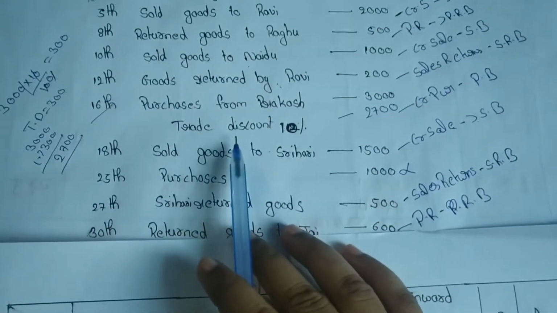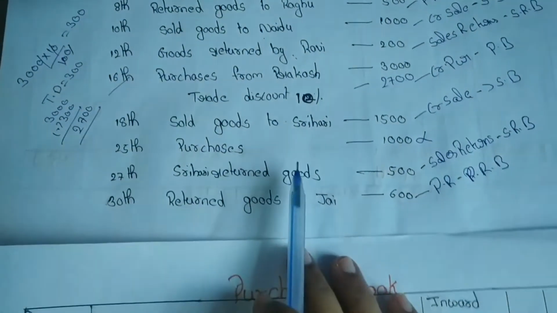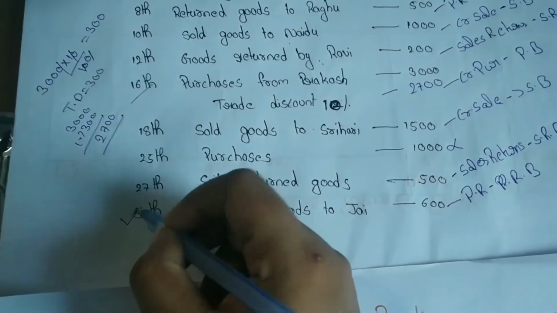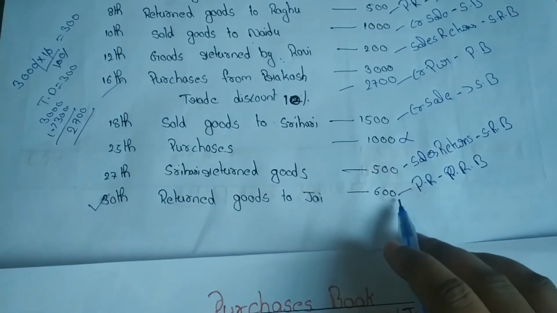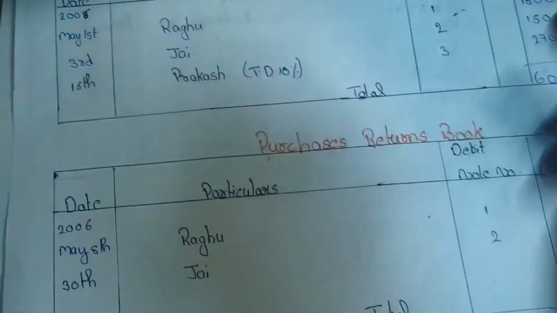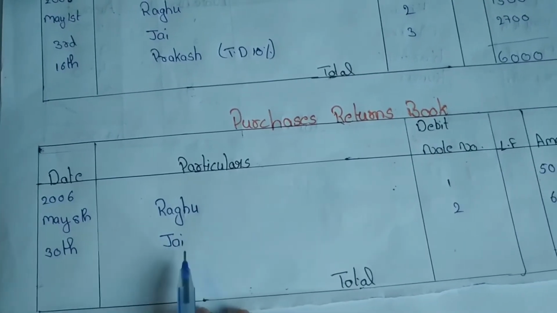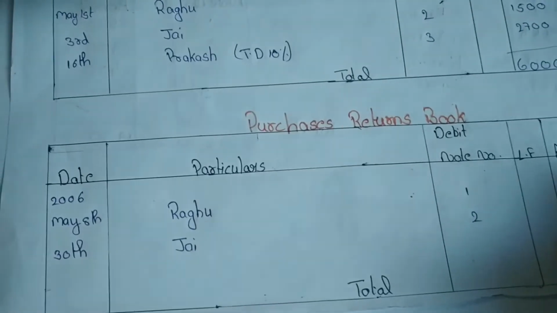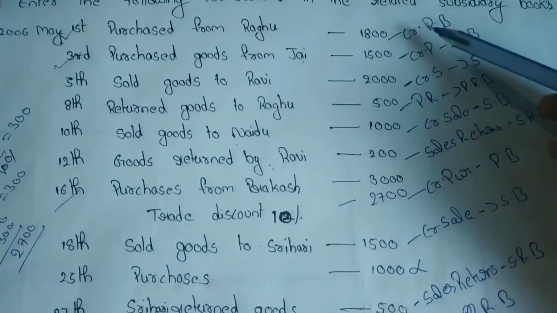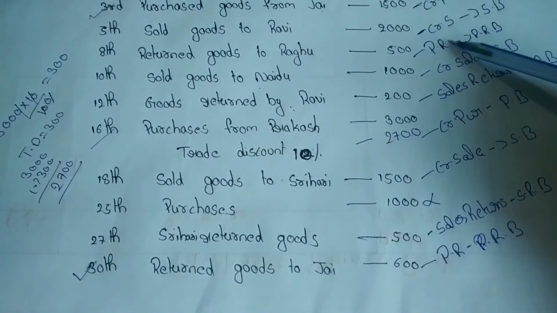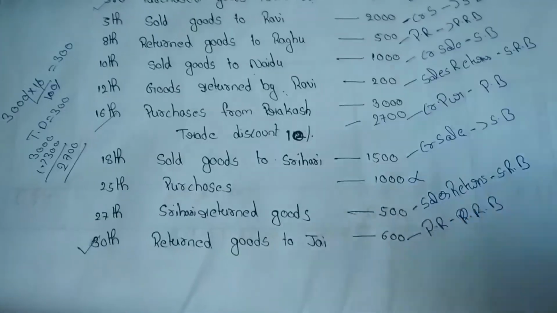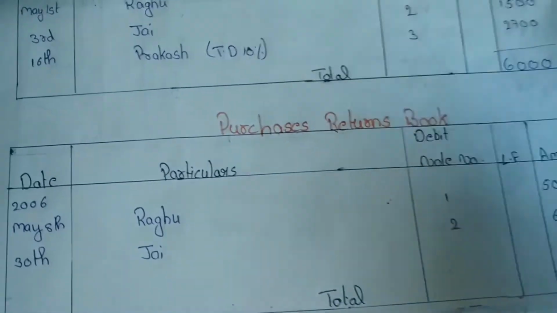Next one, see here, return goods to Jay. So it also comes under the purchase returns, right? So it should be recorded on purchase returns. In date column you have to mention the date and supplier name, number and the amount. So let's see if any other purchase returns are there. No, only 2 come under the purchase returns book. Okay, so you already recorded those 2 transactions in purchase returns book.